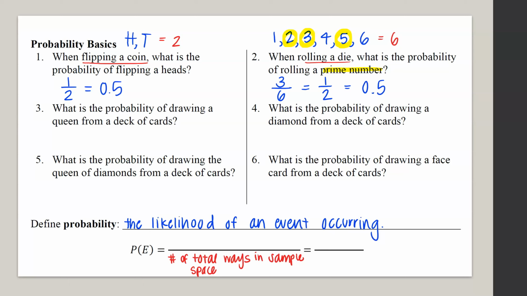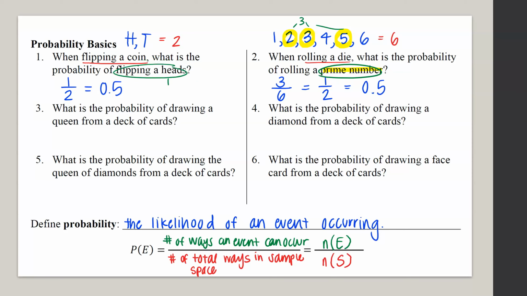So when we flip a coin, the probability of flipping a head, there was only one possible way that that could occur. When we roll a prime number, there are 1, 2, 3 different ways that this could occur, which was always our numerator. So in our numerator, it would be the number of ways an event can occur. And instead of writing it all in words, I could also rewrite that as the number of ways the event can occur. And for the denominator, it would be the total number in my sample space.